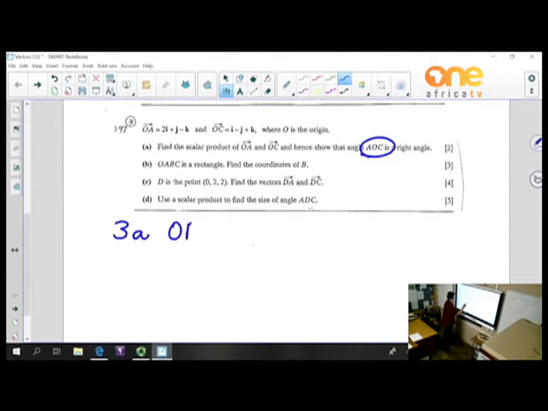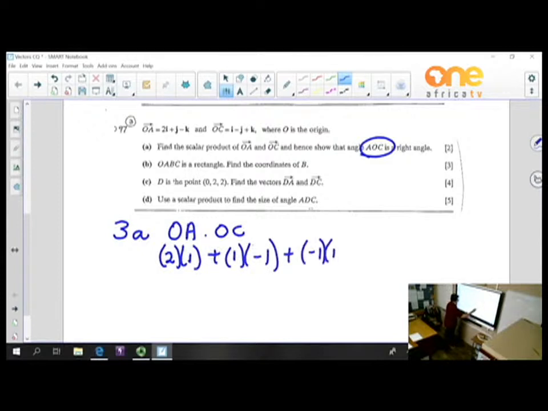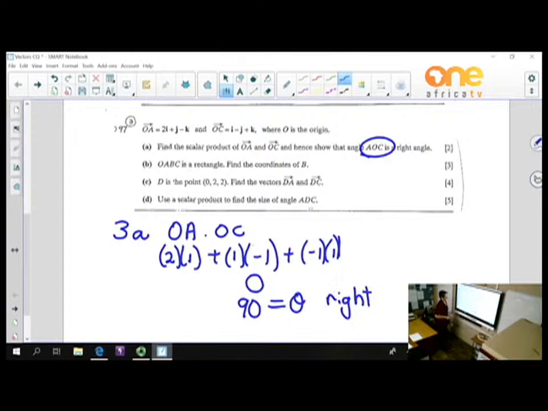So let's first take OA and OC. OA dot OC. So ii plus jj plus kk. So 2 times 1 plus 1 times negative 1 plus negative 1 times 1. And we should show that this is equal to 0. Don't stop your question there. Make the statement now, theta is 90 degrees. So it is a right angle. Always make the statement of what you're doing in there.